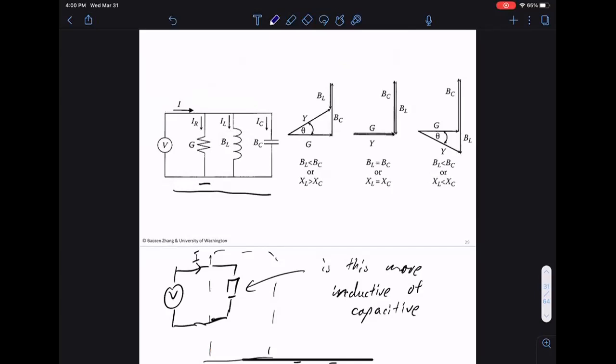But this depends. It depends on the value of the impedance also. Yeah, depend on the value. Yeah, so that's a good question.